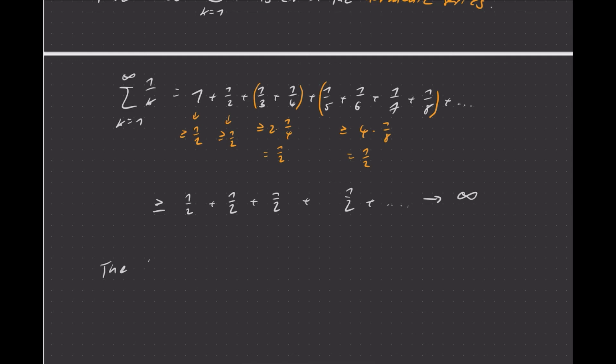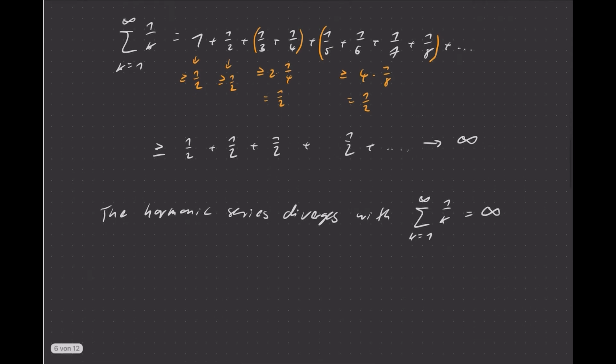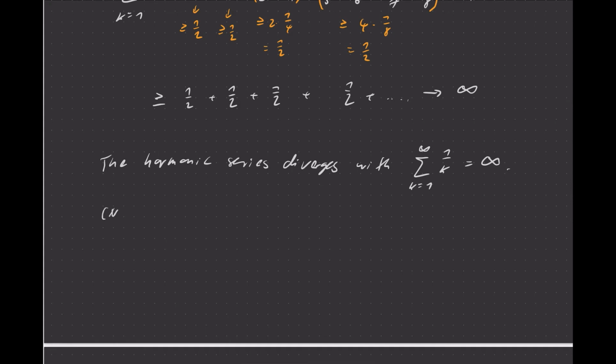So the result here is the harmonic series diverges, with the sum from 1 to infinity of 1 over k equals infinity. So it tends to infinity. And note, the summands 1 over k will tend to 0. But the series still diverges.